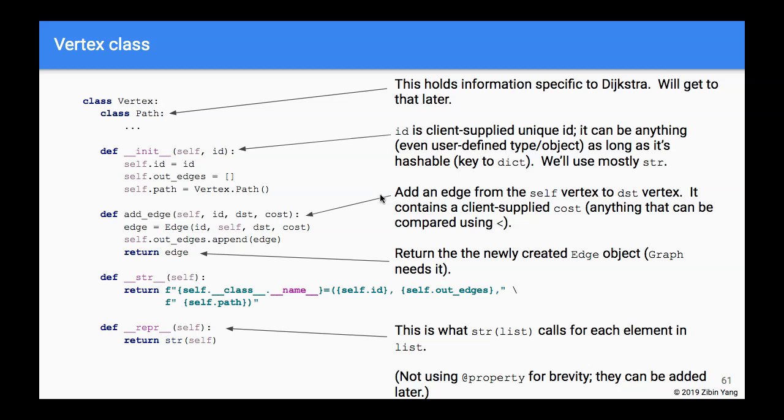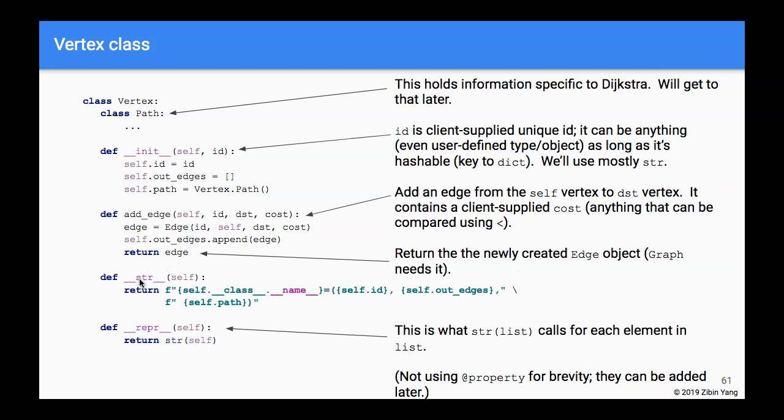For the vertex class, we're going to provide a method called addEdge, which, as it says, adds an edge from the vertex self, which is the source, to the destination, and the client code would supply the cost. I'll explain where the ID comes from in a bit. What it does is instantiate an edge object and put it in the out edges list. When it's done, it returns the edge object, which I'll show you why that was necessary. It's going back to the graph.